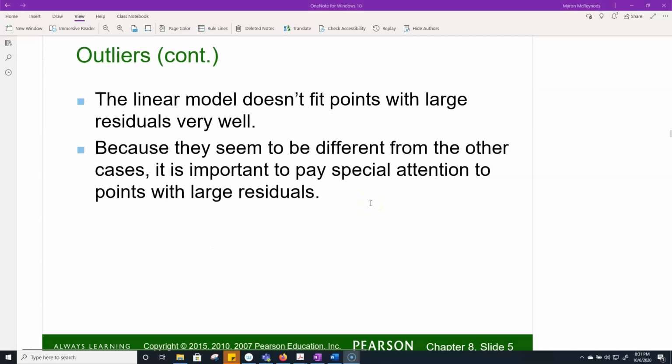The linear model doesn't fit points with large residuals very well. When you have a big outlier like that, it really messes up your linear model, and it messes up your ability to make any predictions based on that linear model. Because they seem to be different from other cases, it's important to pay special attention to points with large residuals. See if there might be something wrong with that point. Maybe the data is inaccurate. Maybe it was taken fraudulently. Maybe somebody cheated on something to make that data happen. You need to question it and look closely at it and make sure it's legitimate if you have a big residual like that, if you have a huge outlier.